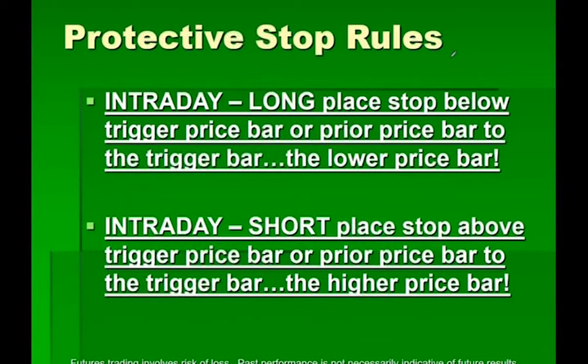Now, I want to show you the protective stop rule. This is the best thing I've ever found. Intraday, if you're going to go long, place your initial stop below the trigger price bar or the prior price bar to the trigger, whoever is lower. Is the previous price bar lower? Then use that as your protective stop. If you're going to go short, place the stop above the trigger price bar or the prior price bar to the trigger, whichever's higher, and just leave it alone.